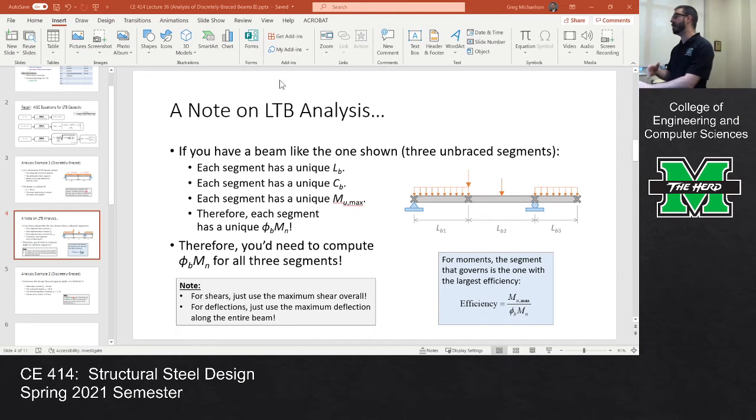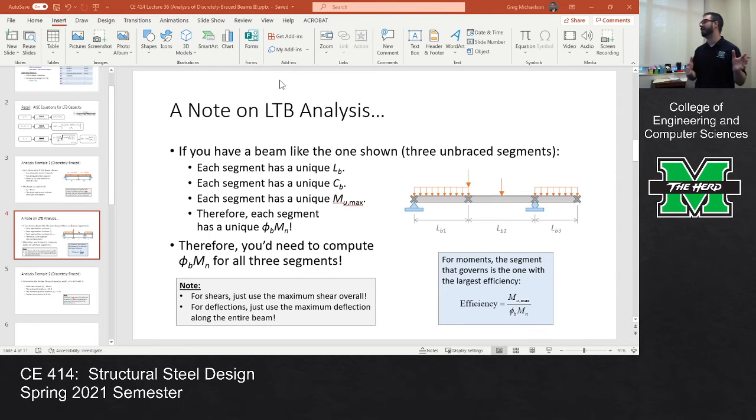So first off, it's not a simply supported beam. It's an overhanging beam, and we've got 4 braces, so there's 3 unbraced segments, and I purposefully drew this one out to be complicated, right? Each segment has different loads. It's got different lengths. It's got all sorts of different stuff going on. So in this situation, everything's different.